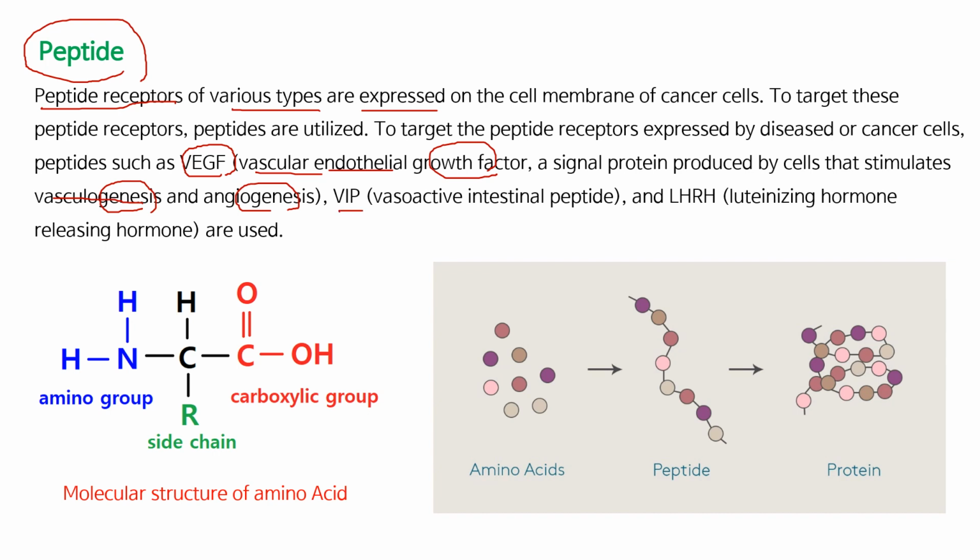And VIP, vasoactive intestinal peptide, and LHRH. This is luteinizing hormone-releasing hormone. This can be used to detect the cancer cells that express the peptide receptors.